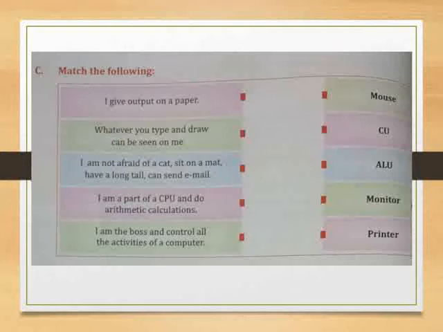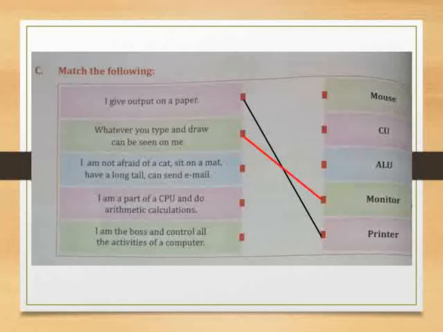Next, now we are going to match these uses with the devices. So tell me quickly. I give output on a paper. Who gives us output on the paper? Yes, it's printer. Next, whatever you type and draw can be seen on me. Where can we see our data? It is on the monitor.